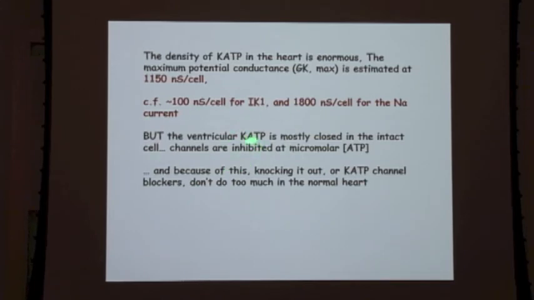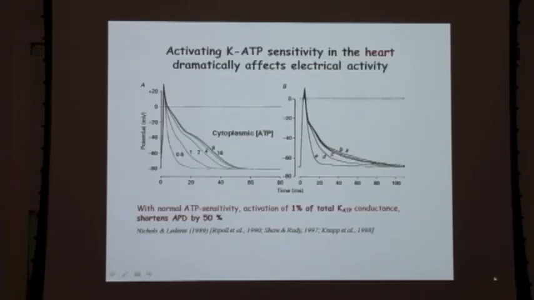But the ventricular KATP channel is mostly closed because channels are inhibited at the existing ATP concentrations. And because of this, in animals, if you knock out KATP channels or you put on KATP channel blockers, they don't do too much in the normal heart. That's why it's possible to go through a whole career in cardiac electrophysiology and essentially ignore the KATP channel. But anybody who actually tries to look at it, either pharmacologically or activating it by metabolic inhibition, sees that there's this giant conductance sitting there, as Yoram knows. And so if you put a gain of function in, you can have a massive effect.